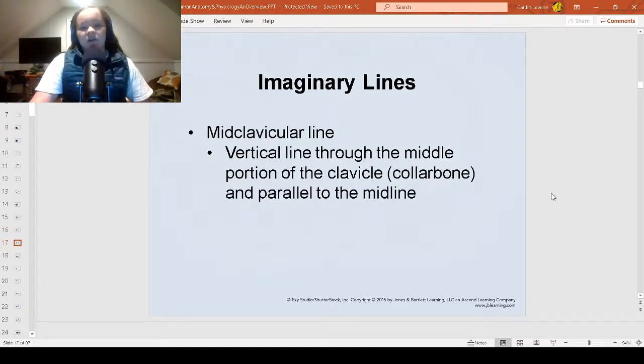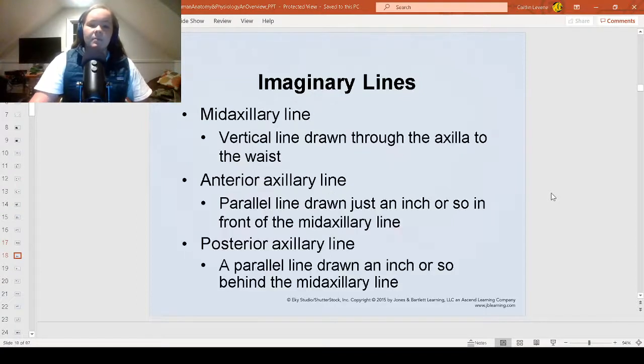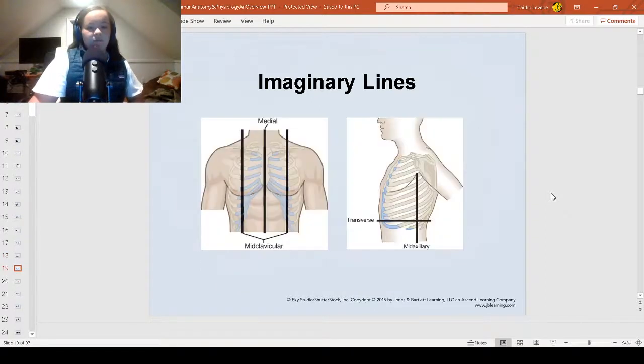The mid-clavicular line is a vertical line through the middle portion of the clavicle, also known as the collarbone, and parallel to the midline. The mid-axillary line is a vertical line drawn through the axilla to the waist. The anterior axillary line is a parallel line drawn just an inch or so in front of the mid-axillary line. The posterior axillary line is a parallel line drawn an inch or so behind the mid-axillary line.